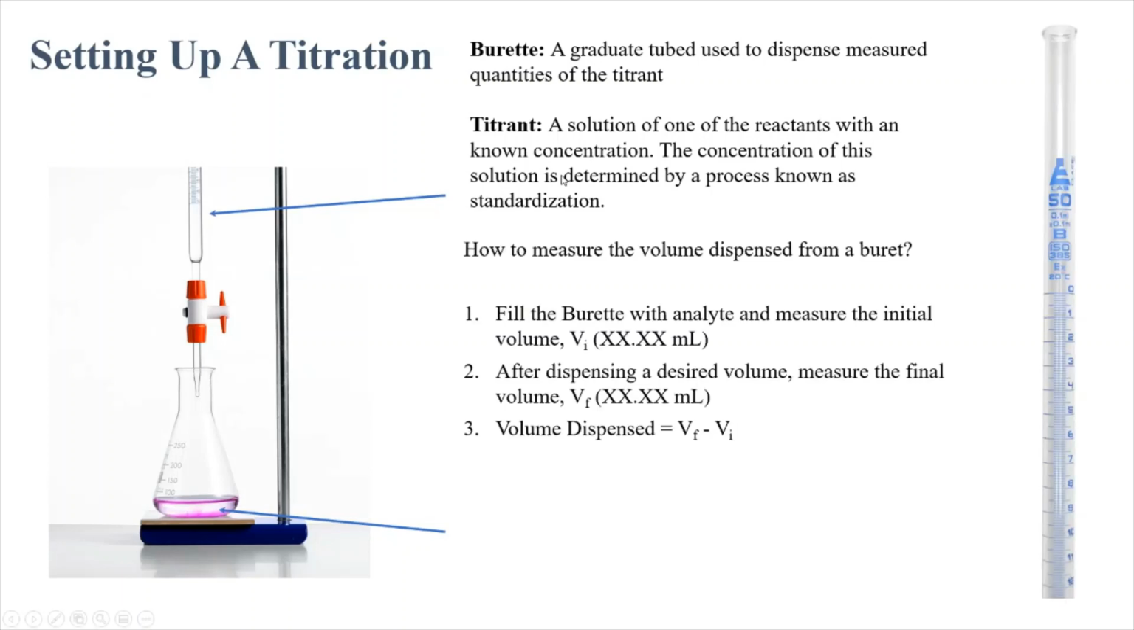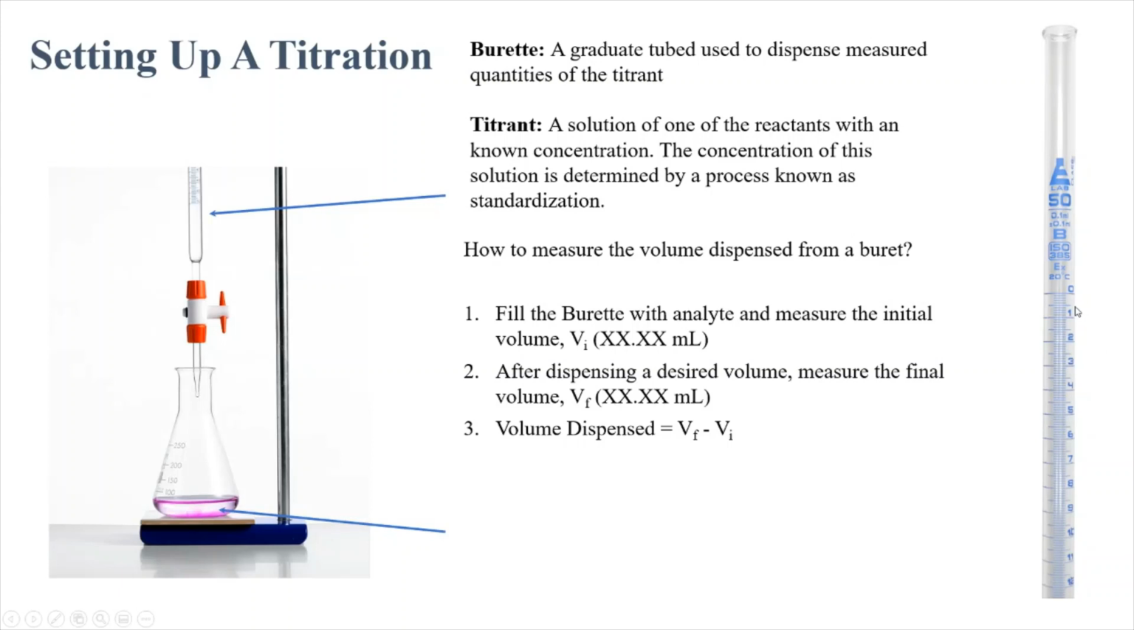Now, burettes are a very interesting piece of equipment. When you look at a burette, this is the top of the burette. This is the bottom of the burette, and this is the stopcock. The stopcock is what allows you to control the amount of volume that's dispensed. You can turn this knob, and it'll go faster or slower in terms of how much liquid comes out.